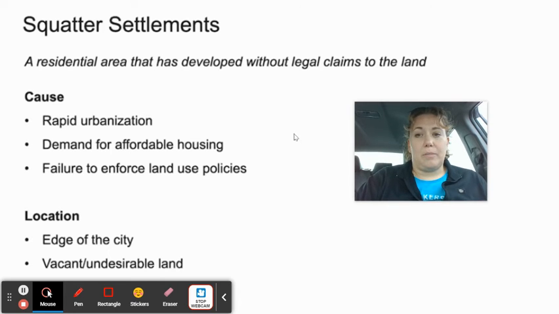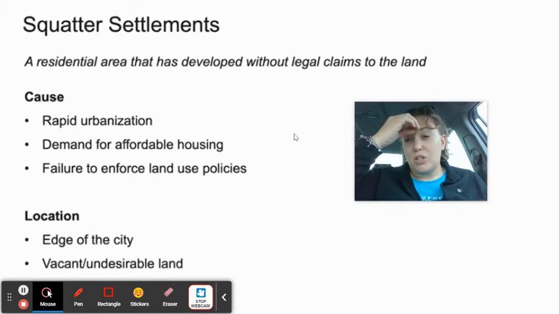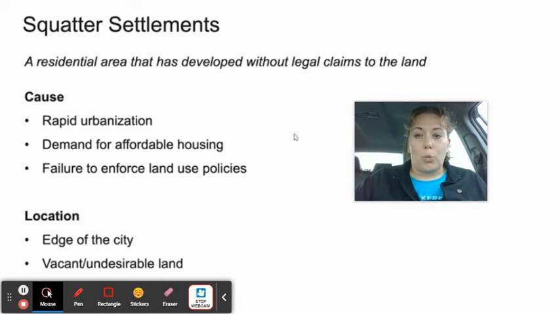Okay, squatter settlements: a residential area that has developed without legal claims to the land. So this is what happens. We're seeing this in Colorado Springs along Fountain Creek, where there are homeless camps. Rapid urbanization, demand for affordable housing, failure to enforce land use policies often results in these squatter settlements. They usually are located on the edge of the city or vacant or undesirable land, and that's exactly where the homeless population in Colorado Springs is right now.